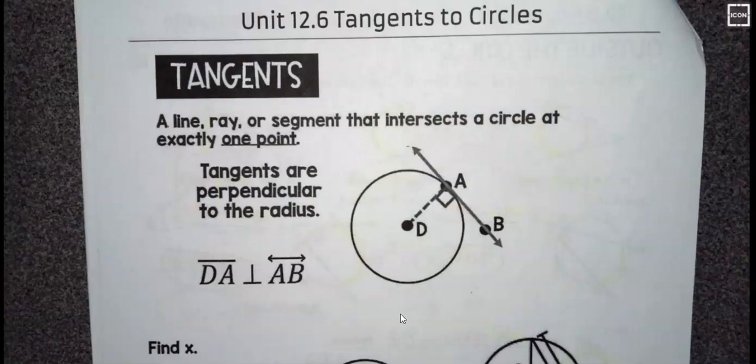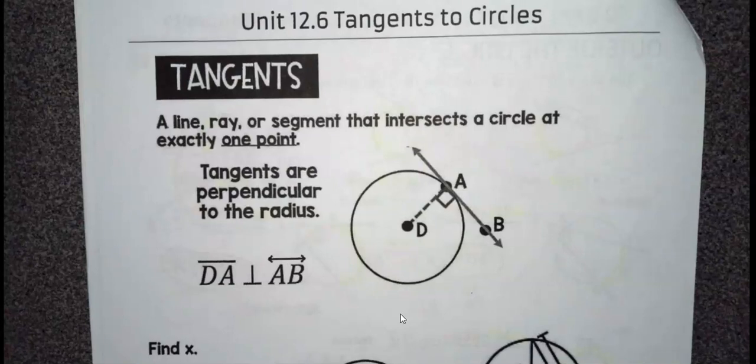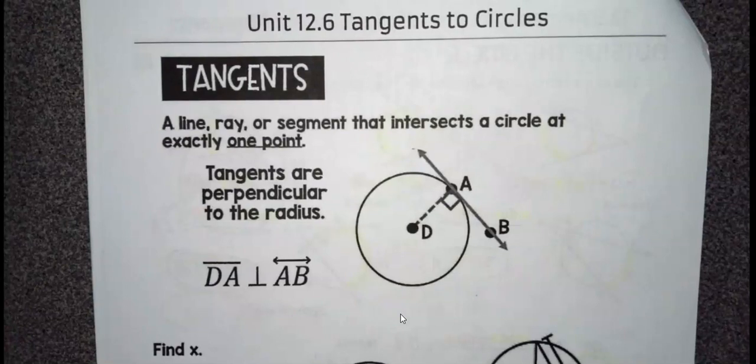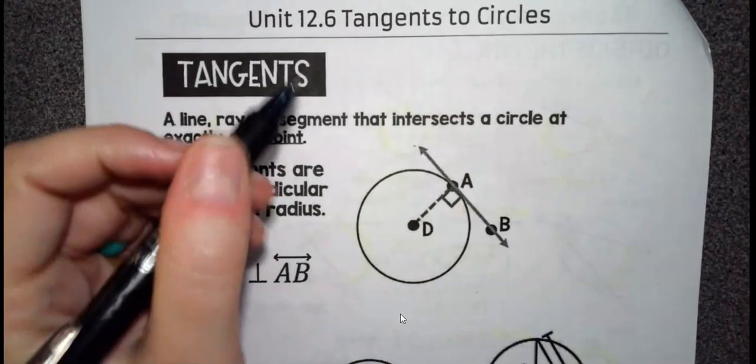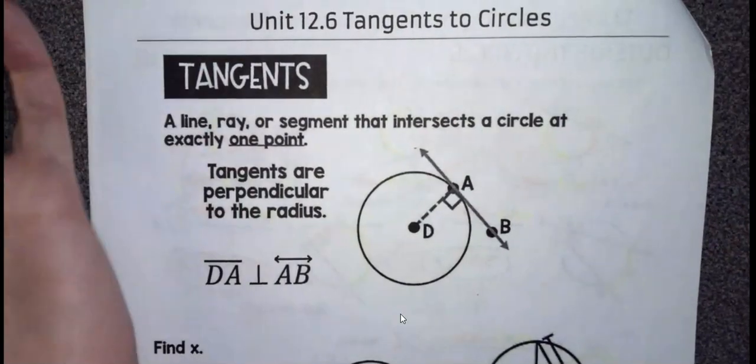All right, so more talking about these lines, these words, tangent, secant, all that. Well, today is just all about tangents, which we have talked about some, but it's just that line that touches the circle at one point. That's all a tangent is.